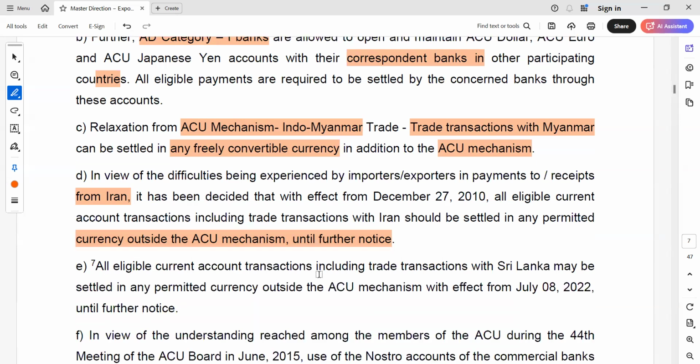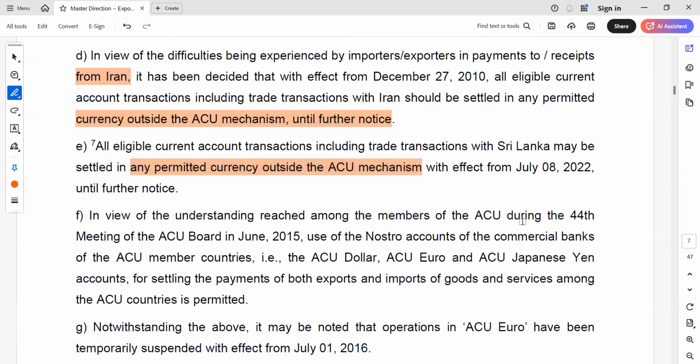All eligible current account transactions, including trade transaction with Sri Lanka, may be settled in any permitted currency outside the mechanism of ACU. In view of understanding reached among the members of the ACU during the 44th meeting, use of Nostro accounts of the commercial banks of ACU members, in ACU dollar, ACU euro, Japanese yen, for settling payment of both export and import of goods and services among ACU countries is permitted. So suppose Asian countries between them also can do the transaction in these three currencies.